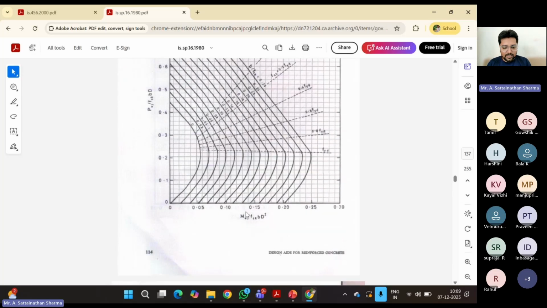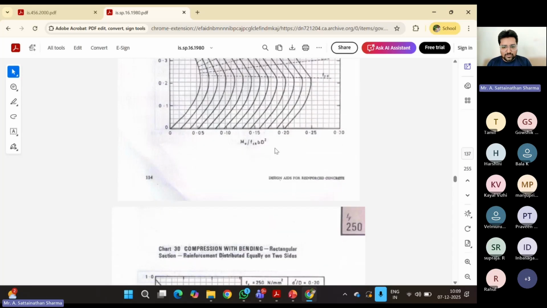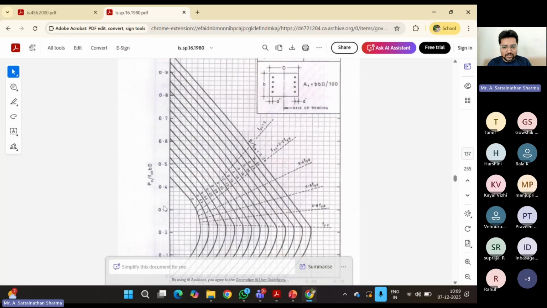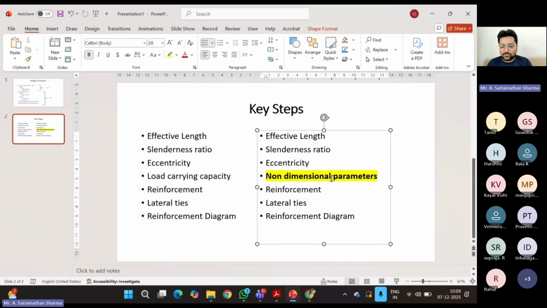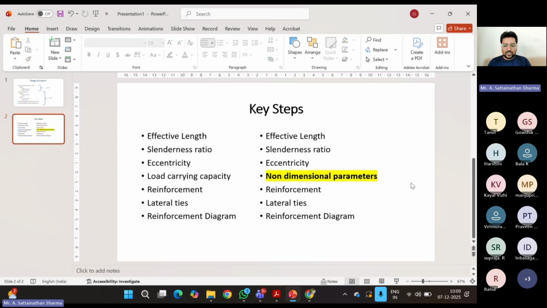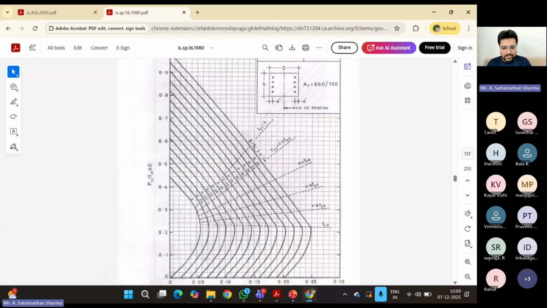That is Pu by fck b d and Mu by fck b d square. These are called non-dimensional parameters. There is no dimension and no unit for them. From these two values, you get this, which is nothing but p by fck, where p is the percentage of steel and fck is the grade of the concrete. So you know how to identify this.